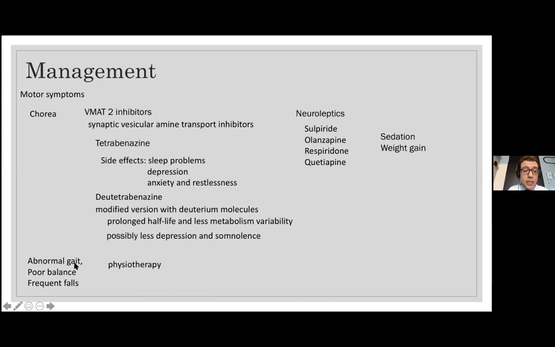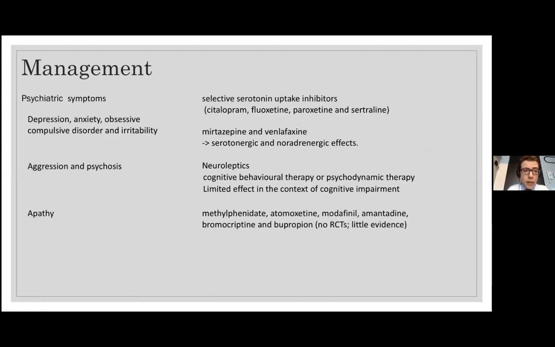In terms of the abnormal gait, poor balance and frequent falls, physiotherapy can help. For the psychiatric symptoms, there isn't a lot of literature to help decide on the best treatment for HD patients, but we can treat the symptoms according to the best practices for each symptom. For instance, for depression, anxiety, OCD, and irritability, we can give antidepressants such as SSRIs and also mirtazapine and venlafaxine. And for aggression and psychosis, we can give neuroleptics and cognitive behavioral therapy, even though after cognitive impairment, it becomes more difficult.